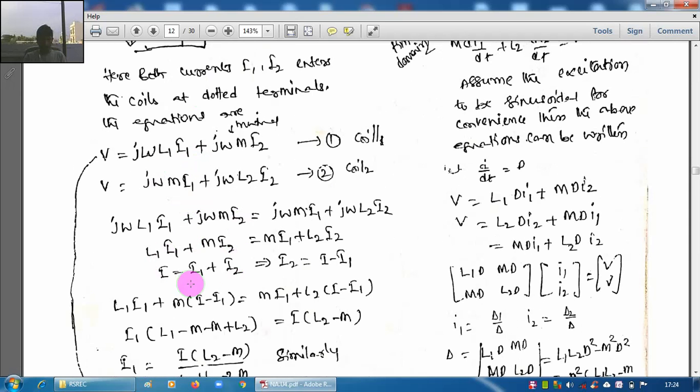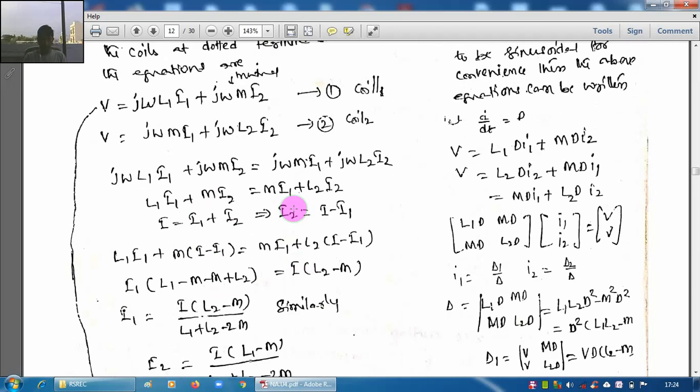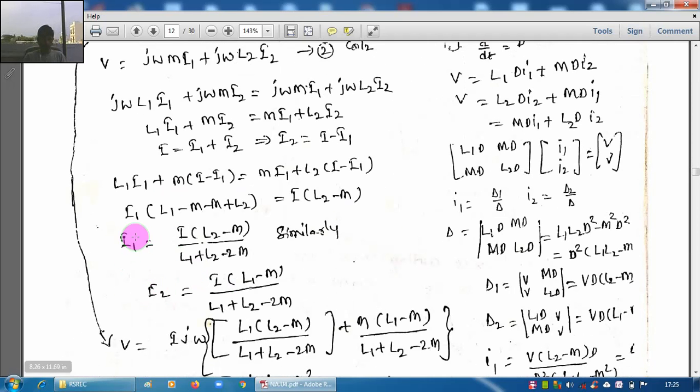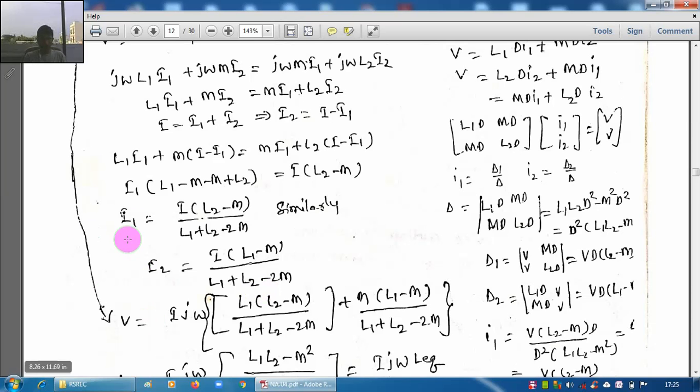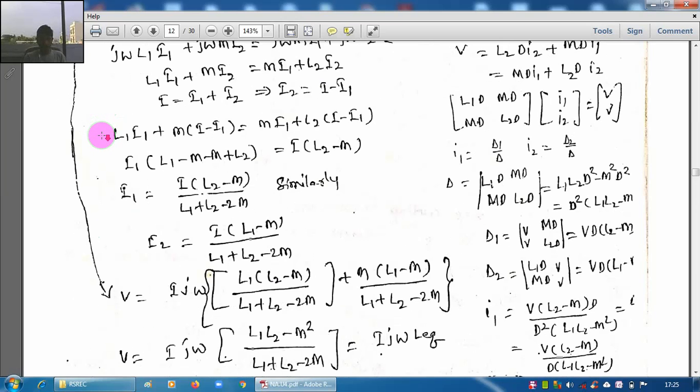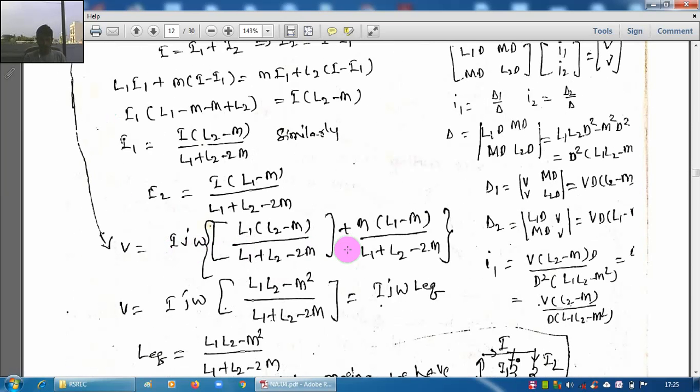That relationship is used here, and I2 is written in terms of I minus I1 in this equation. After simplifying we get I1 equal to this and I2 equal to this. On substituting this I1 and I2 value, we can substitute in either of the equations. In the first equation, if we substitute, we will get an equation in terms of only I, and finally V equal to I j omega into some simplified term.